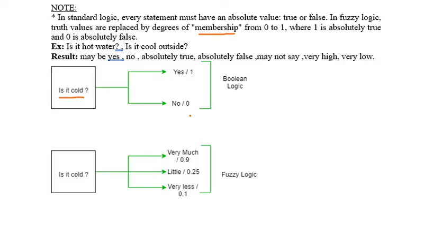Means yes or no. Yes means 1, and no means 0. So these yes and no come under Boolean logic.